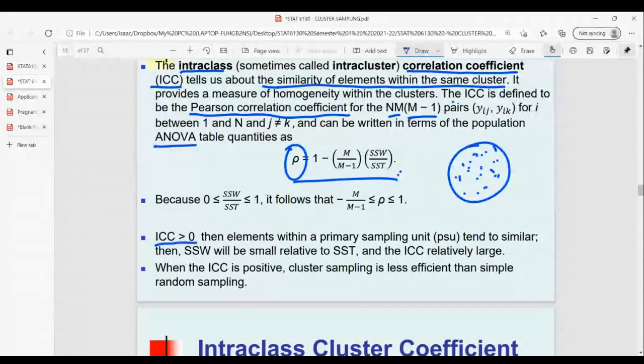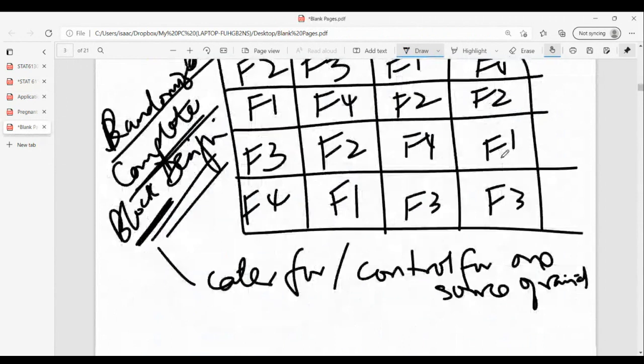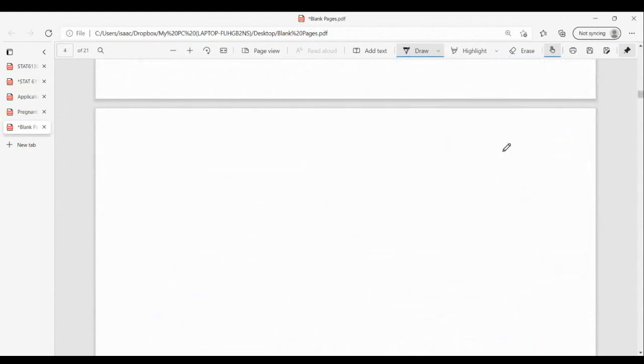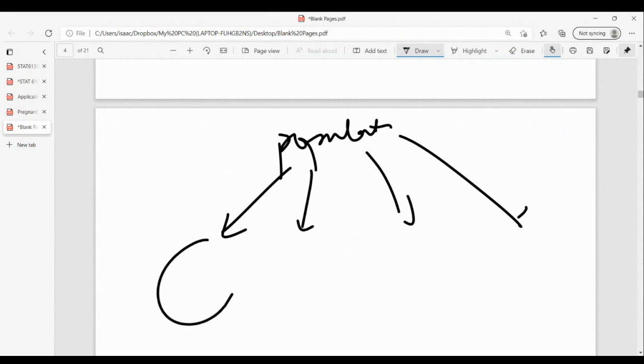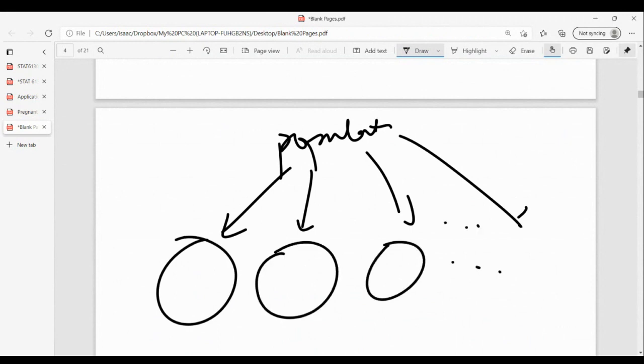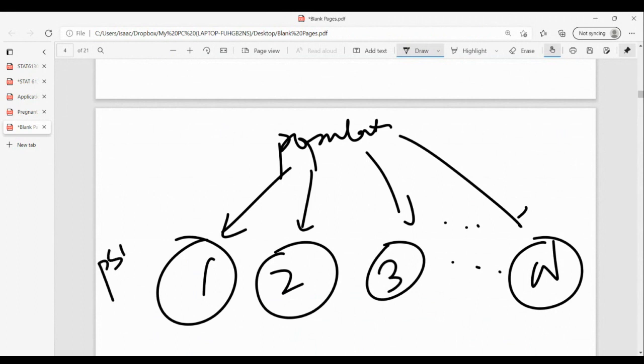So when the ICC is greater than 0, so when it's positive, the elements within a primary sampling unit, PSU, and maybe you might be wondering, what is a PSU? Well, a PSU is simply this. When you take your population and you divide it into clusters, those n clusters are your PSUs, your primary sampling units, right? That's your PSUs.